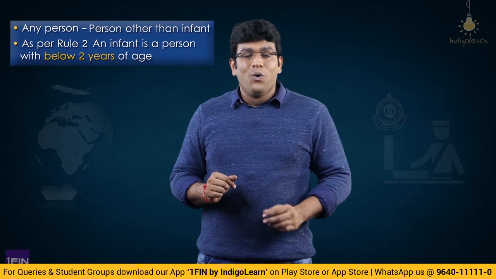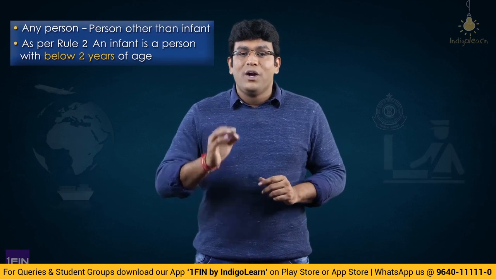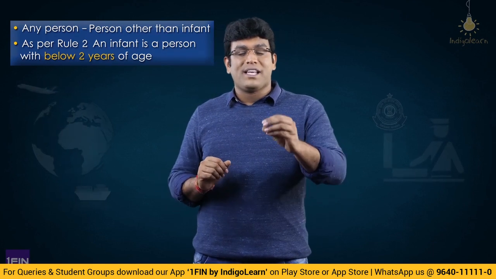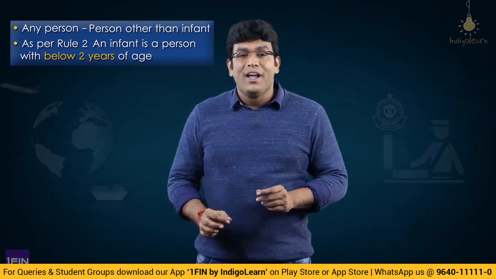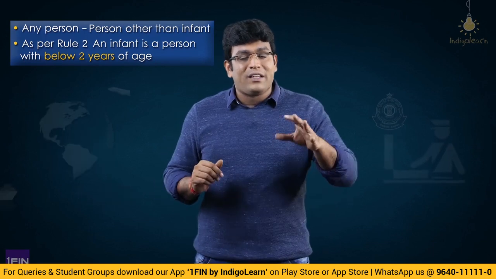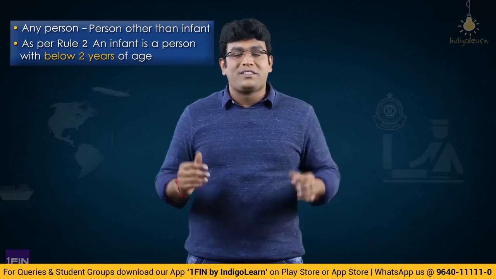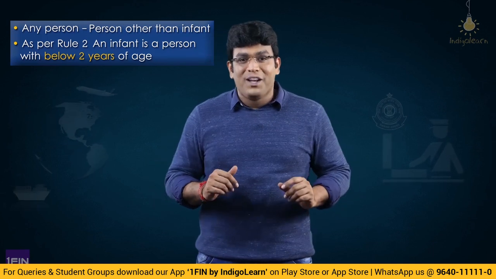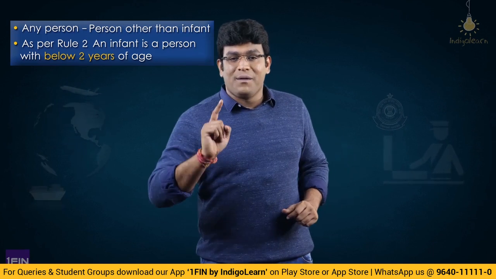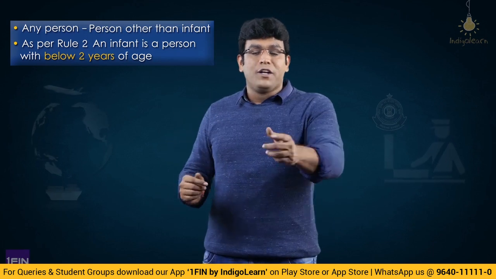Now, who is an infant? Infant is a small baby. Now, what is the meaning of this word small baby? They define it in the law. Rule 2 says, infant means a person whose age does not exceed 2 years. Infant means a child who is not more than 2 years of age. For that infant also, again you should not say, I want 50,000 exemption. No, 50,000 exemption is not given for an infant.